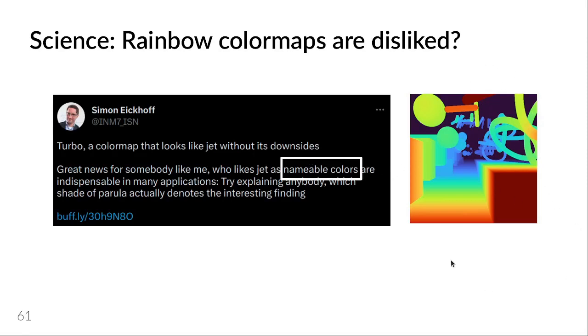On the other hand, there is a rainbow map that is perceptually uniform. It's a diverging color map called turbo, and this is shown here. And like this person says, it's great news for someone who likes having nameable colors. So they want to be able to say, look at the red region, look at the blue region, and have listeners easily follow what they're saying. But I would be wary about using rainbow color maps because even if it is perceptually uniform, it still looks a lot like jet, and people have really strong opinions about jet.